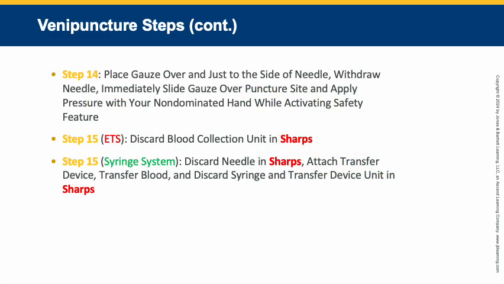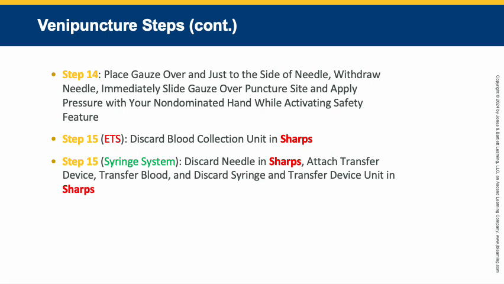Place the gauze over and just to the side of the needle. Then you withdraw the needle. Immediately slide the gauze over the puncture site when the needle comes out. Apply pressure with your non-dominant hand while activating the safety feature. If it is an ETS, you're going to discard the whole unit in the sharps.